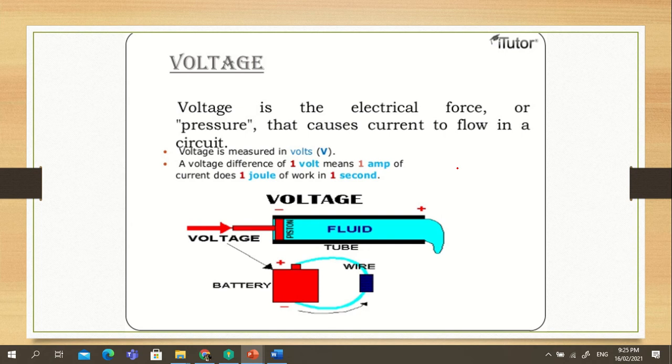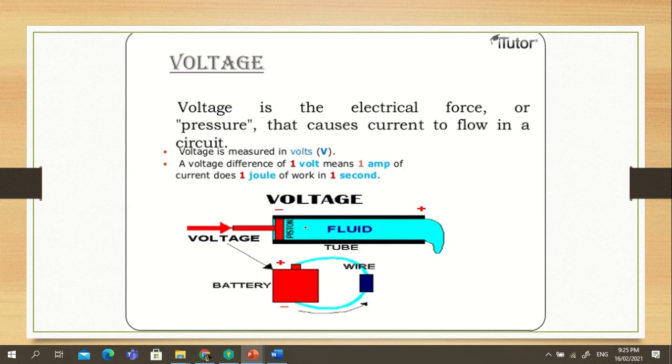Okay, so to understand it, this is the analogy, class. It's just like we have a fluid here in this container, and we have a stopper here. Now when the voltage is applied, it's just like you are pushing, no?